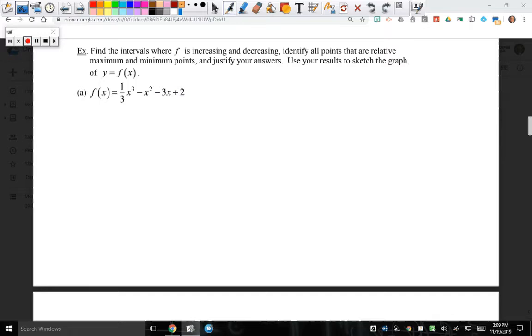Okay, here we go. Find the intervals where f is increasing and decreasing. As you read these, I think you should make little sub-notes. What do you think I want you to write next to f is increasing? What is positive? There you go. f prime of x is positive. And decreasing? f prime of x is negative. And if you want to put is positive and negative like that, you can do that too.